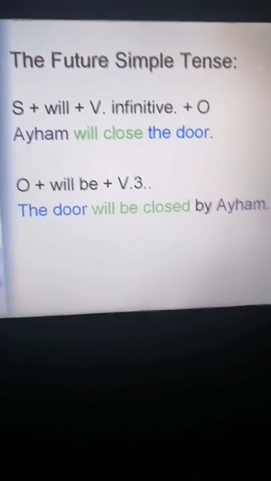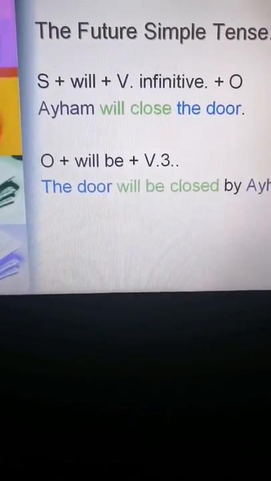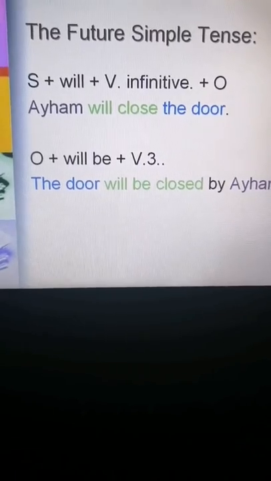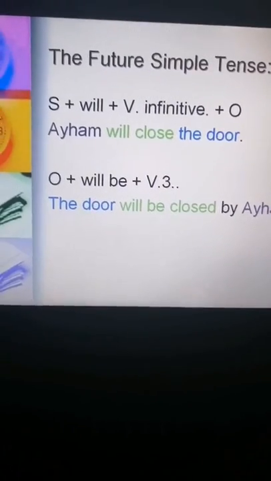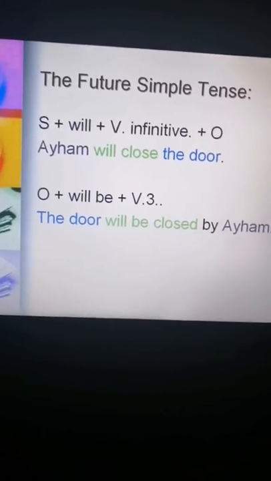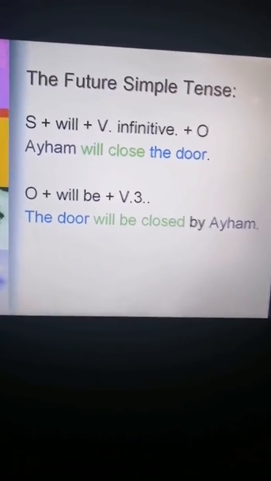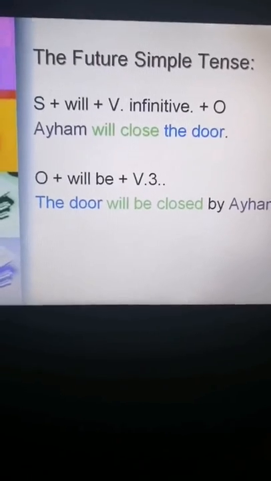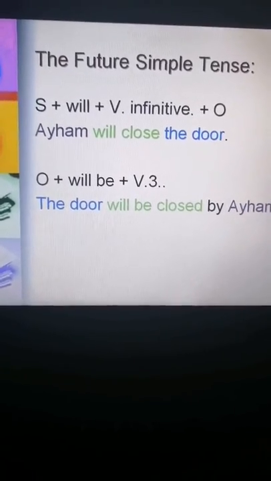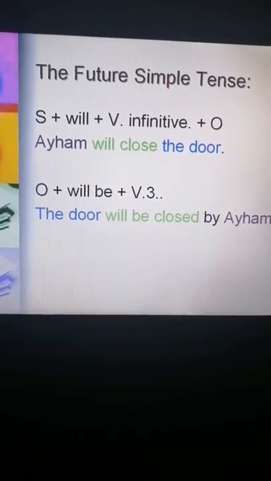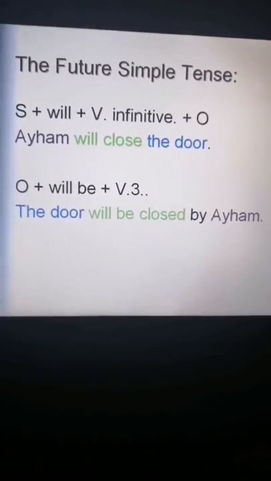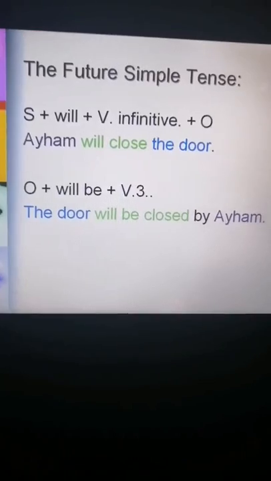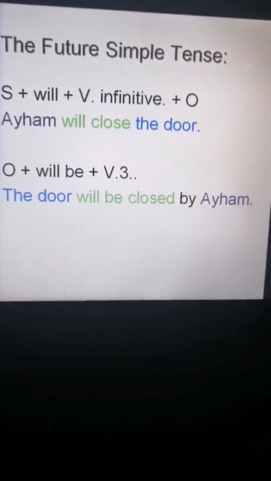The future simple tense. So here we have will or be going to. Let's start with will. Subject plus will plus verb infinitive, يعني فعل مجرد, plus object. We put the object at the beginning of the sentence, then will be, then verb 3. Ayham will close the door. Ayham is the subject, will close is the verb, the door is the object. So we should take the object and put it at the beginning of the sentence. The door will be closed by Ayham.